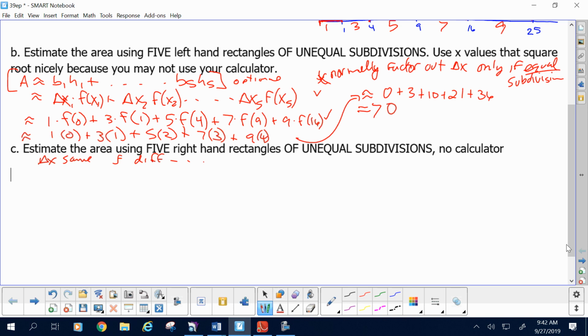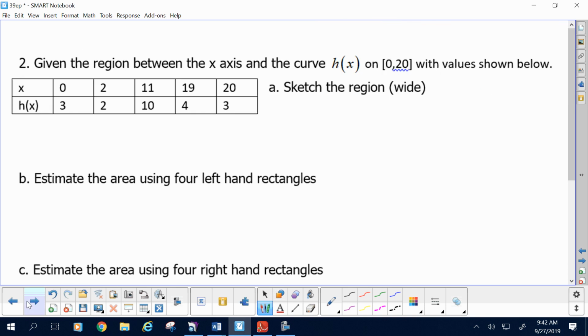I know you want to do it now, but don't. Let's move on. Okay? Let's go on to a table of unequal subdivisions. That'll be your homework. You can do C for home. All right. Go to number 2, and let's get you started here.